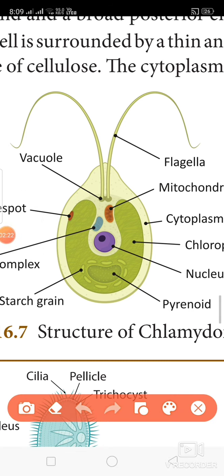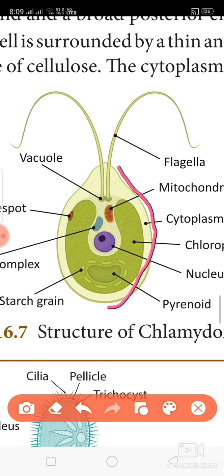And it is commonly found in ponds, ditches and water tanks. They have a narrow anterior end and a broad posterior end. The cell is surrounded by a thin cell wall which is made up of cellulose. This green colored outer layer is the cell wall. It is made up of cellulose. Cellulose is found in plants which produce their own food.